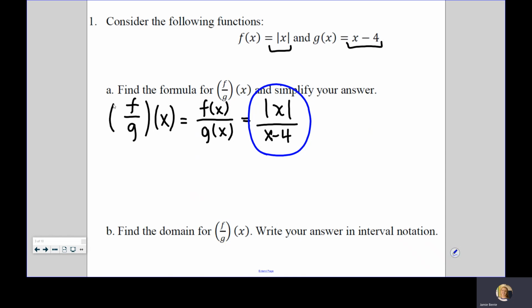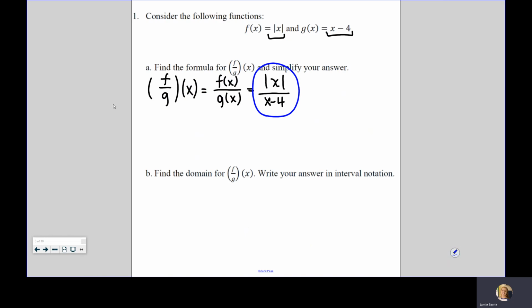And a lot of these will be like that. They'll be pretty simple, not a whole bunch of work to do. Like I said, the domain's the harder part. So we're finding the domain for f divided by g. It says to write our answer in interval notation.